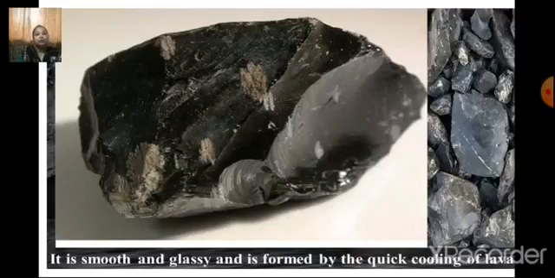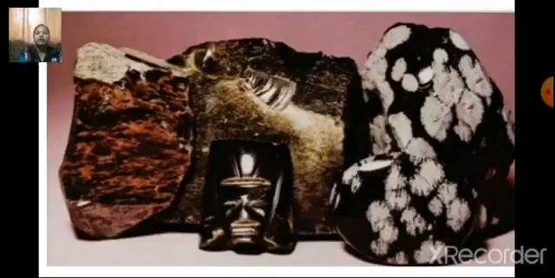When it is broken, it is brittle. When it is broken, it breaks in edges. That's why it was used by ancient humans to make tools. It is also used for piercing and making the tools related to surgery. At times it is also used in monuments and making ornaments also.